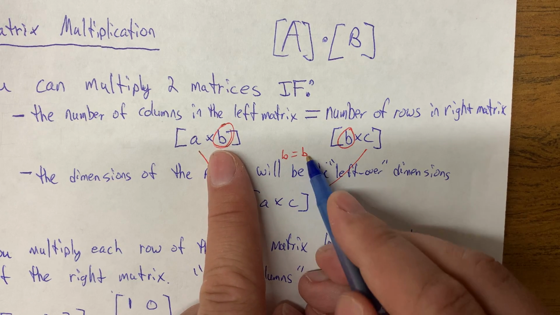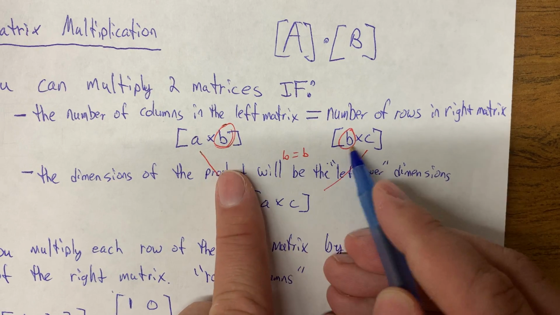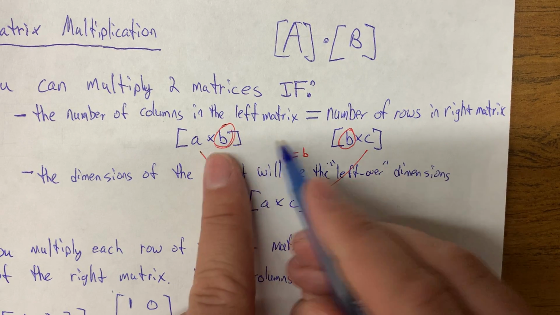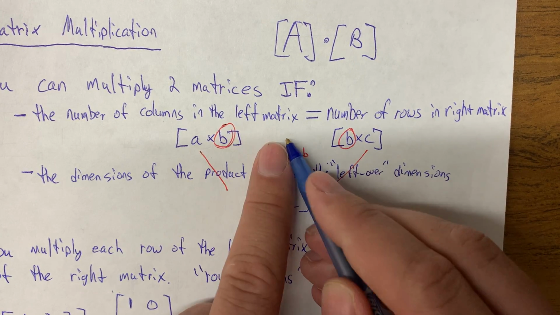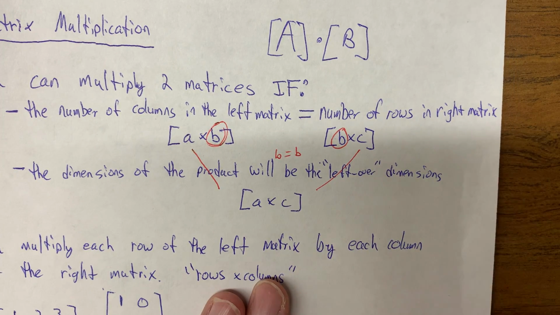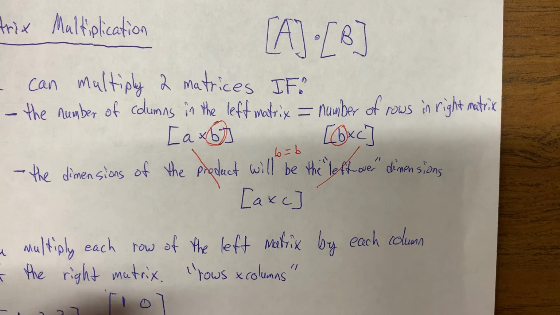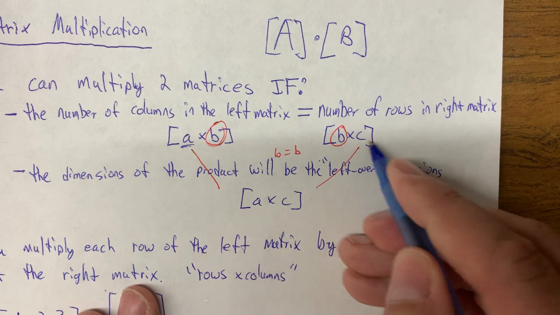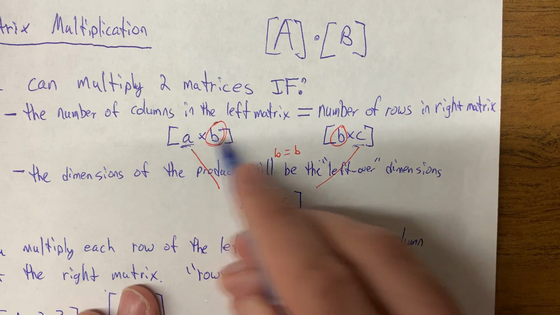We want B to equal B. If you just put the dimensions right next to each other, are the two things next to each other the same? The two center ones need to be the same as each other. That's pretty easy to remember. And the dimensions of the product, once you multiply them, the answer will have the leftover dimensions. It'll have dimensions of A by C.